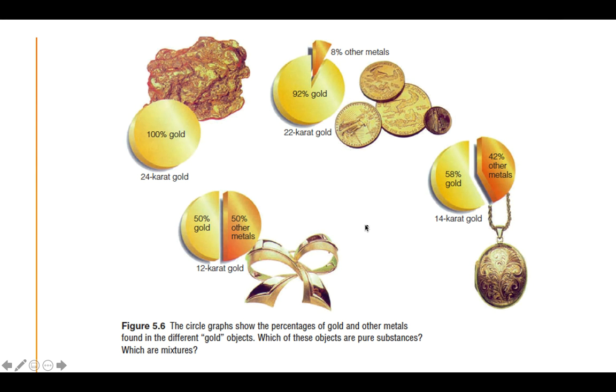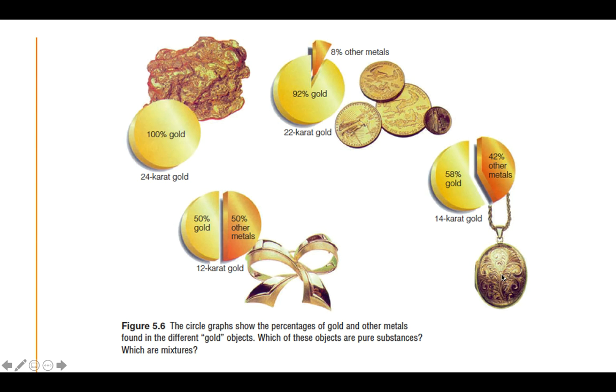In this picture, you can see different kinds of alloys. An alloy is when there's a mixture. In the first one, when it's 100% gold, that is a pure substance. There is no alloy here. When you mix in other metals, that's when you create an alloy. So when you have something that's 92% gold and 8% other metals, that is considered an alloy. And in this necklace, they do 58% gold, 42% other metals.